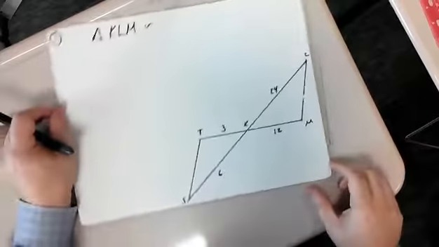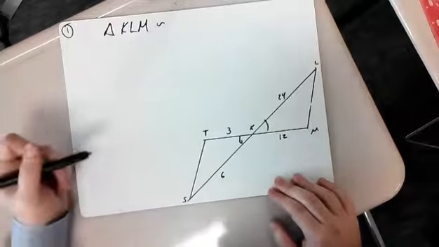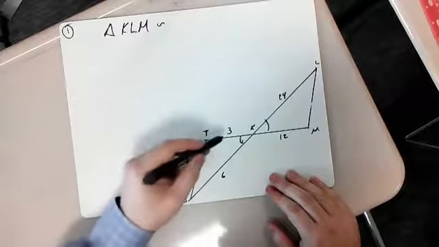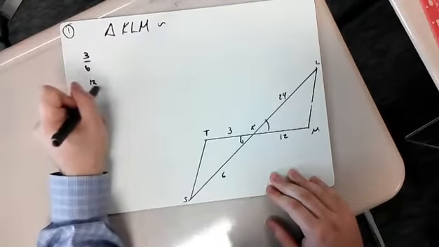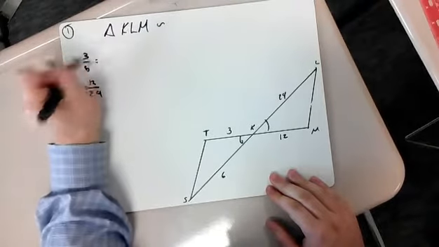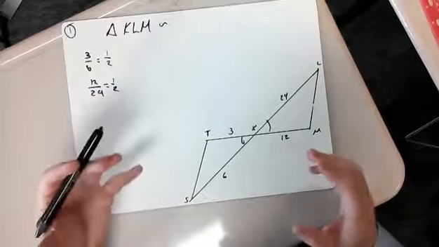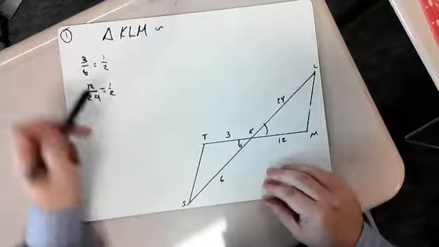So this one here. Okay, if I take a look, well, I have the vertical angles in the middle. So I have the angle. Now I just have to check to see if the sides are proportional. So I go 3/6 and 12/24. Well, they both reduce to 1/2. So that means the sides are proportional. There's a scale factor of 1/2. Okay, this is called the scale factor.